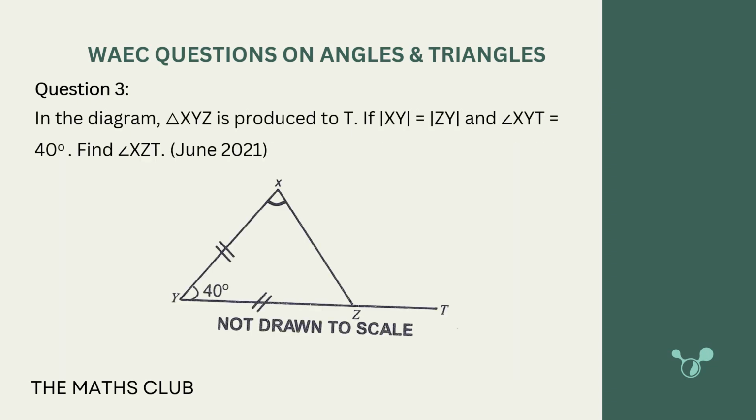Question 3 says that in the diagram, triangle XYZ is produced to T. If XY is equal to ZY, so this is an isosceles triangle, and angle XYT is equal to 40 degrees, find angle XZT. Taken from June 2021. Pause the video and try this also yourself.